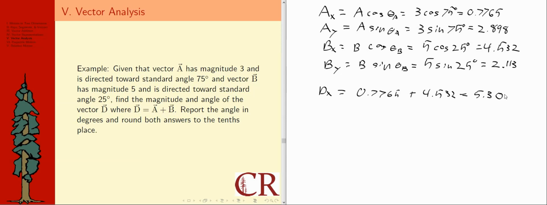But it would be close to 5.308, at least is what I like, 5.307999607, more precisely based on unrounded numbers. D sub y, in a similar fashion, we're going to add up this one and this one. So 2.898 plus 2.113, and again, I know this is tedious.